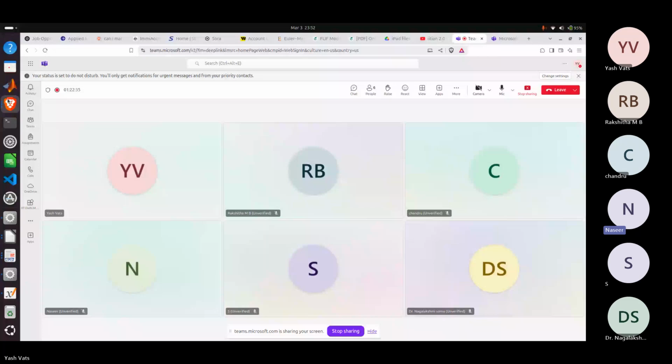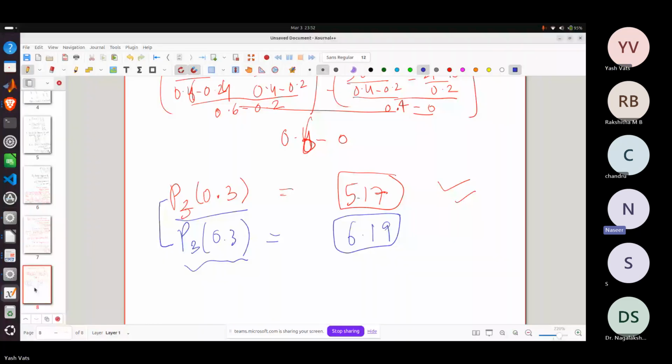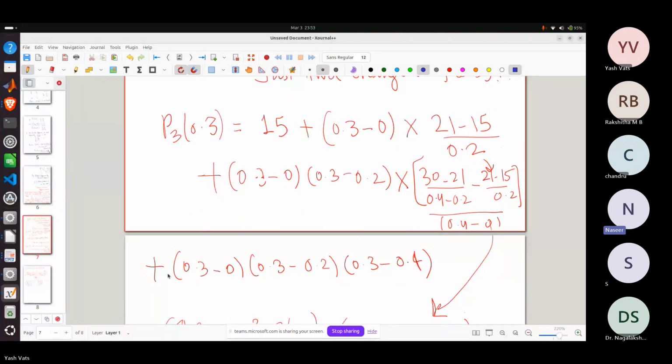Yes, sir. Sir, I have a doubt regarding this assignment which we had. There are two questions. One was on Gauss Seidel. Just for a while, sir, I'll just open that. Week 5, the assignment which we had.